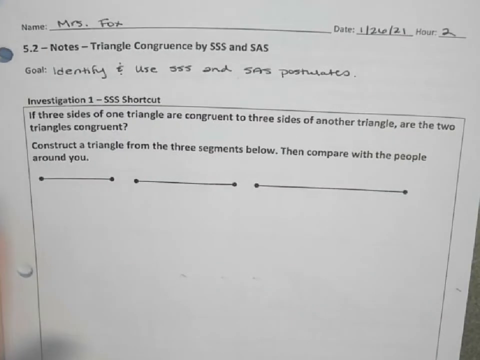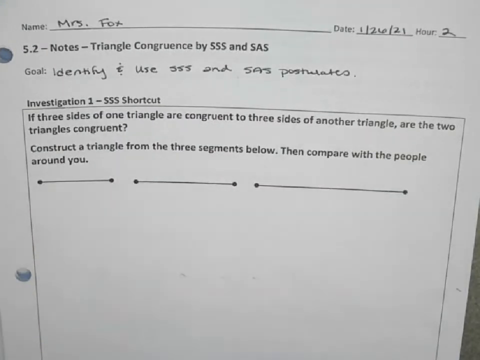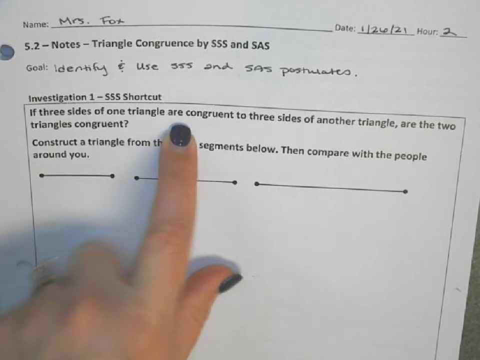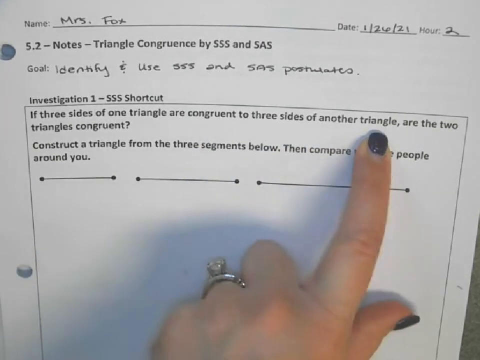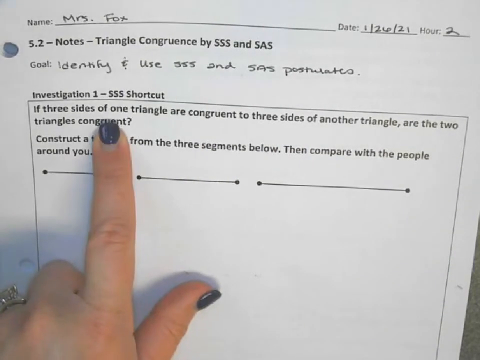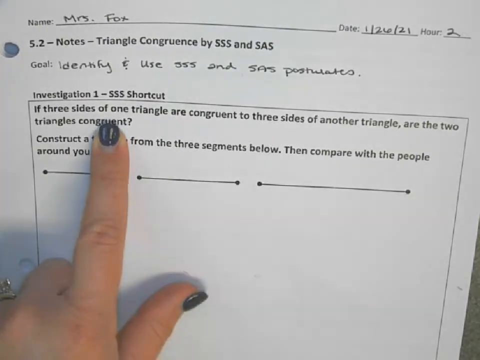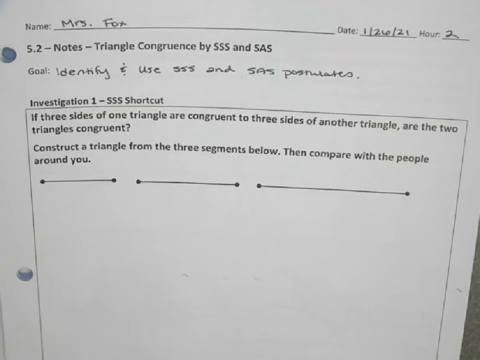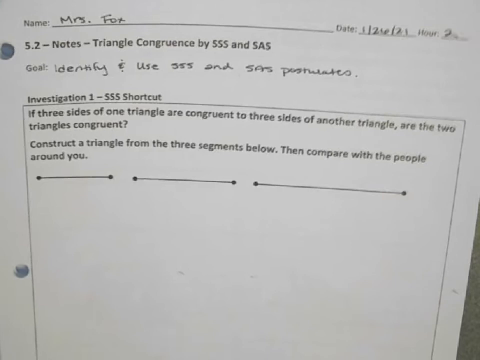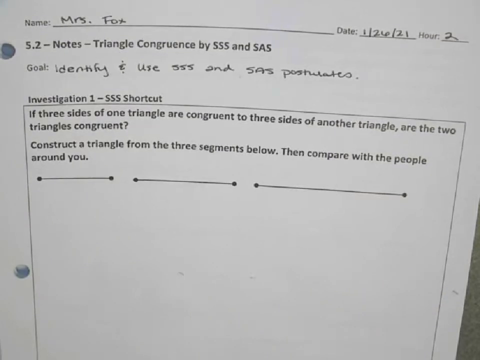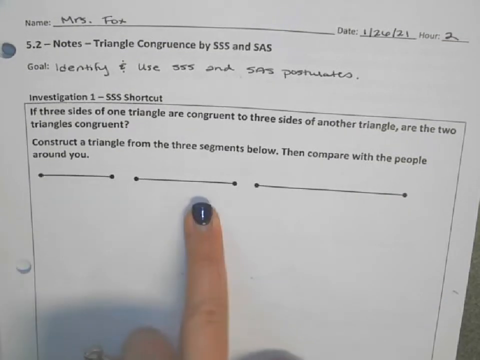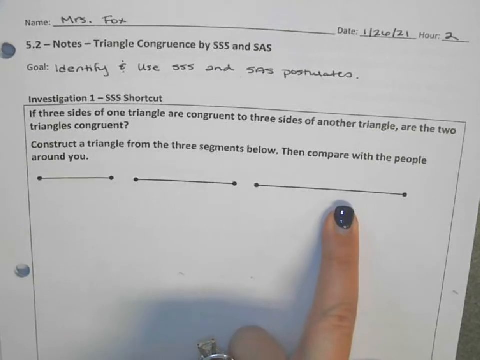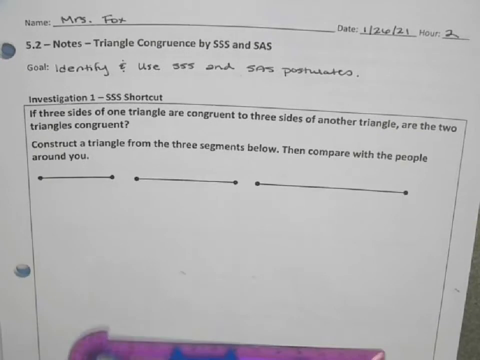So the first one is the side, side, side shortcut. It says, if 3 sides of one triangle are congruent to 3 sides of another triangle, are the 2 triangles congruent? The way that we're going to find this out is everybody has the same 3 segments. We're all going to construct a triangle, and we're going to see how many different triangles are formed throughout the classroom. So everyone, right now, you are going to construct these 3 segments into a triangle. So remember, in order to start this, you need to start with a ray.